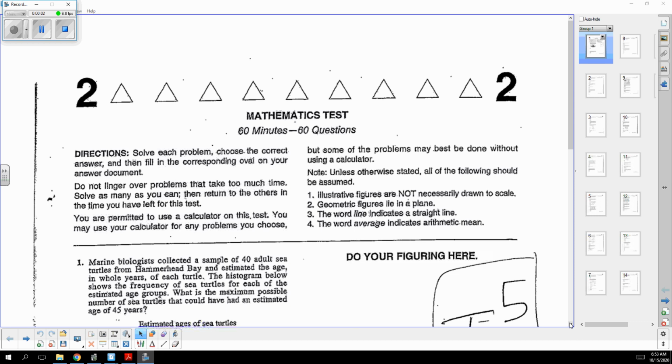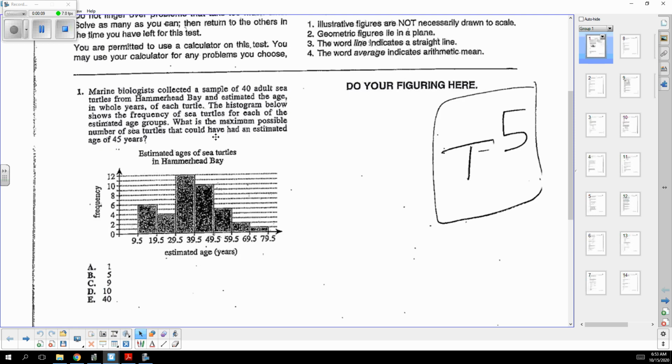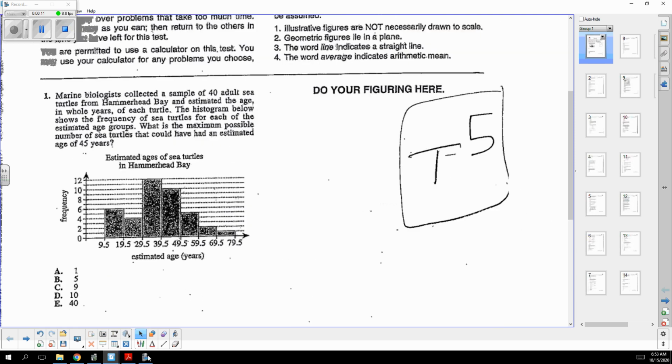All right, test 5. Away we go. So what would be the maximum age of 45 would be to look between here and see how high it goes. So there are 10 between those ages. So just so happens it could be 10, probably not, but it could be 10 that are that age then. Answer 10, first question.